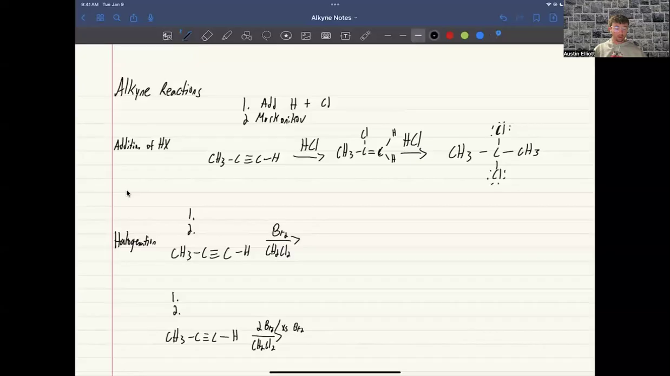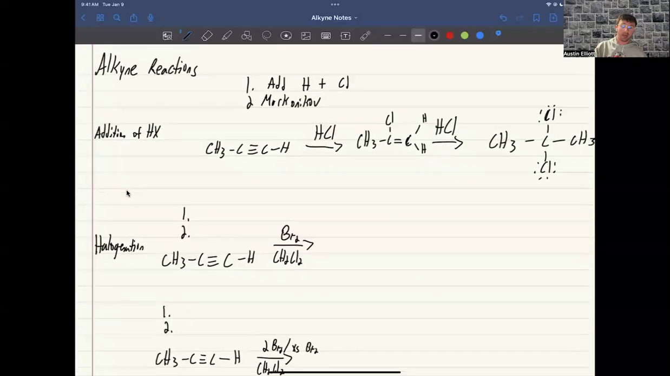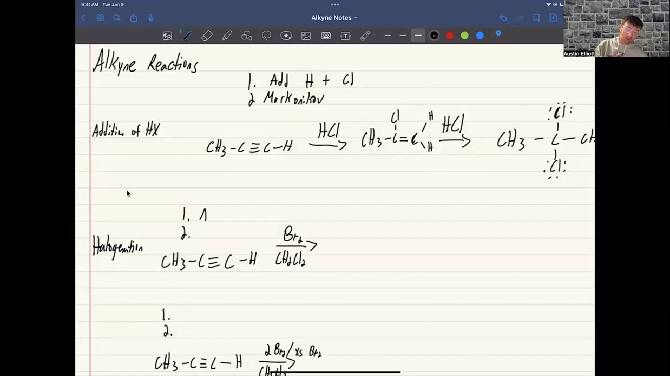So now moving on to halogenation. In this one, we're going to be adding two Br's, so it's going to be that. And for this one, it's going to have some stereochem features, so it's going to be anti-addition. They're going to add on opposite directions. So with that, our reaction is going to look like this.